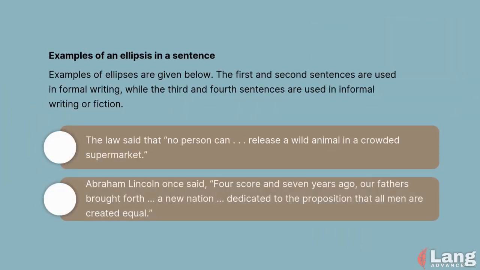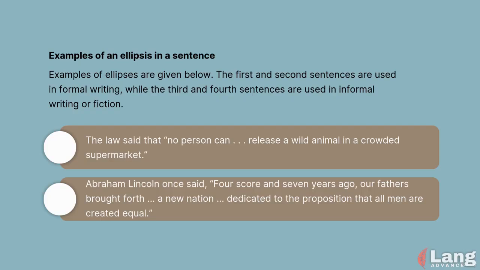Examples of an ellipsis in a sentence. Examples of ellipses are given below. The first and second sentences are used in formal writing, while the third and fourth sentences are used in informal writing or fiction.